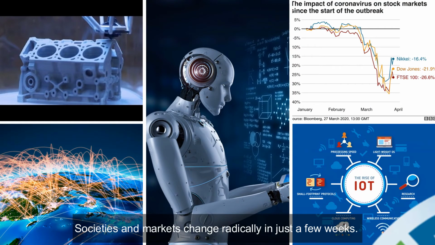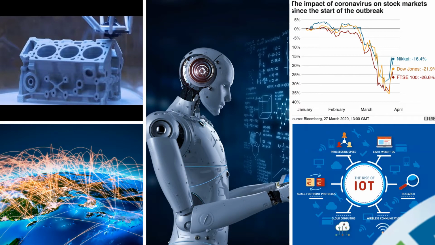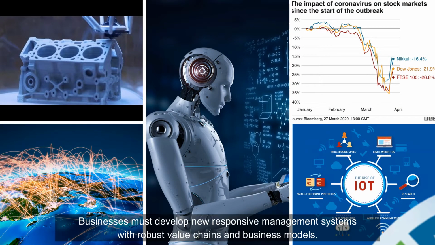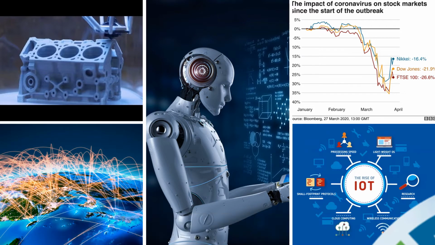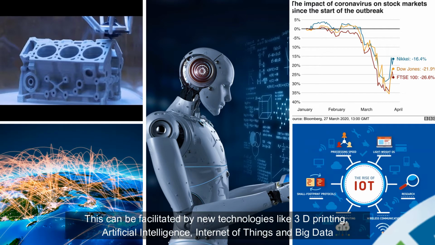Societies and markets change radically in just a few weeks. Businesses must develop new responsive management systems with robust value chains and business models. This can be facilitated by new technologies like 3D printing, artificial intelligence, Internet of Things, and big data.